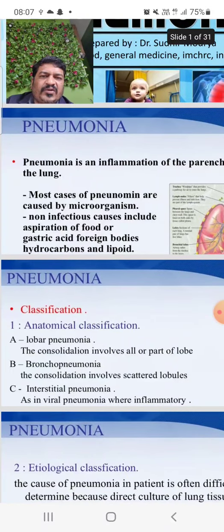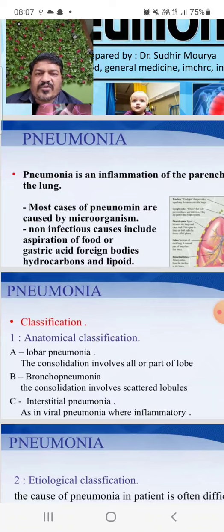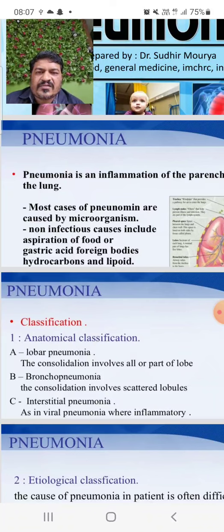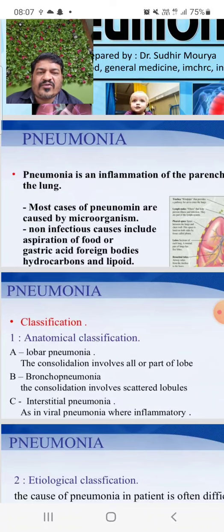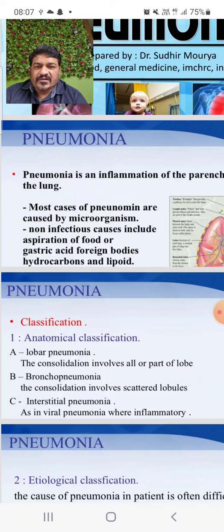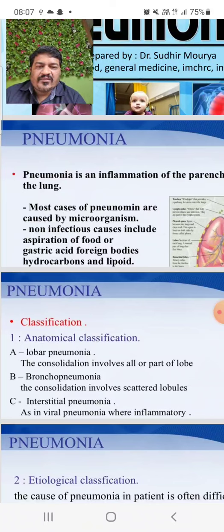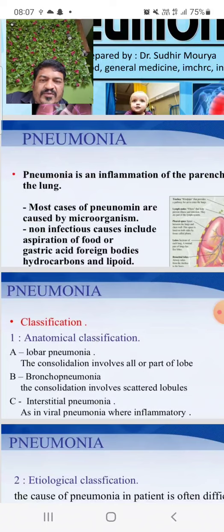So, pneumonia. What is the classification of pneumonia? The anatomical classification: A is lobar pneumonia, the consolidation in which the consolidation involves all of the part of the lobe. B is bronchopneumonia, where the consolidation involves scattered lobules. And C is interstitial pneumonia, as in viral pneumonia, where inflammatory pathogens are responsible.